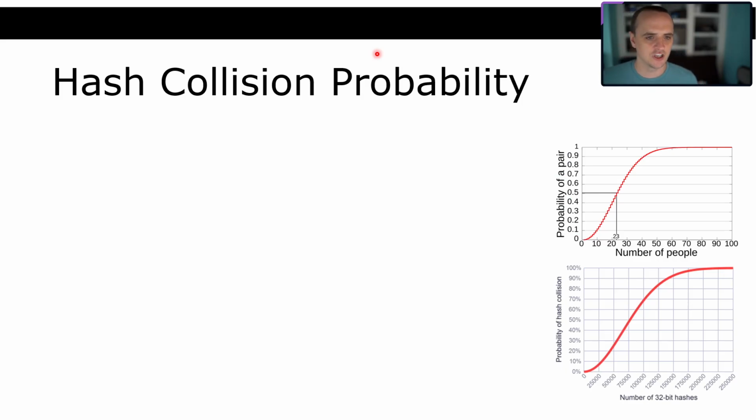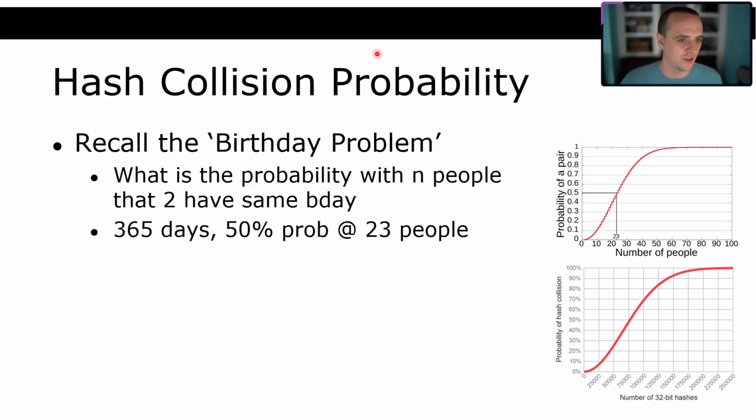Hash collision probability. So this is the birthday problem, or the birthday paradox. What is the probability with n people that 2 of those people have the same birthday? You might intuitively think, okay, there's 365 days in a year, so to have a 50% probability of 2 people having the same birthday, you're going to need 365 divided by 2, right? No, that's not the case at all.